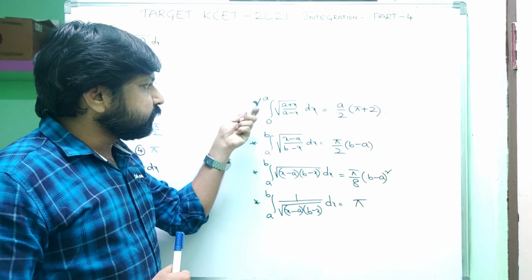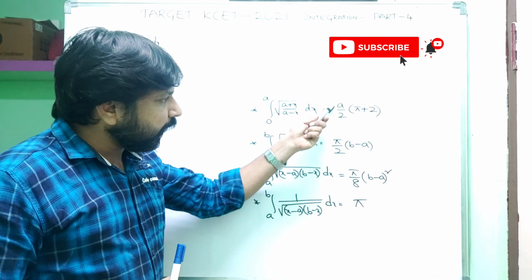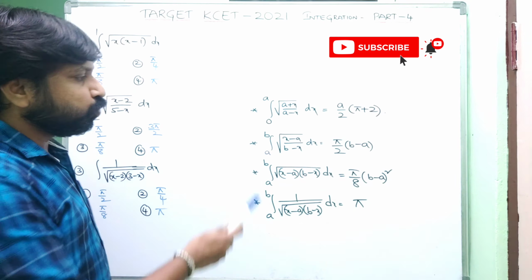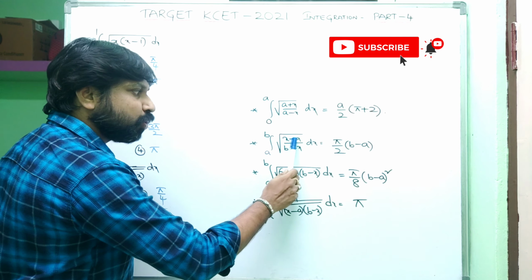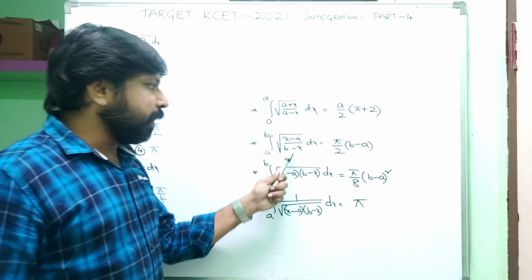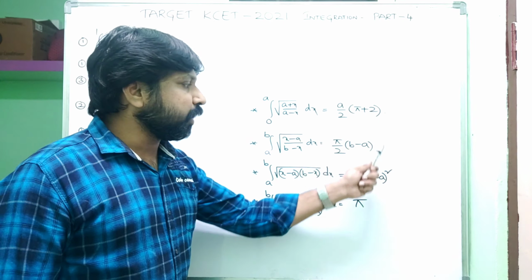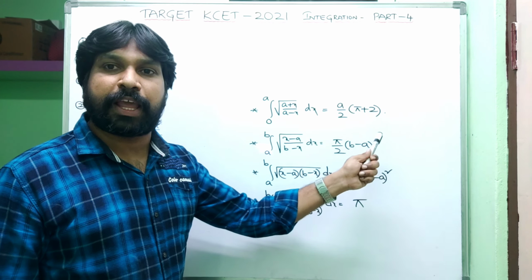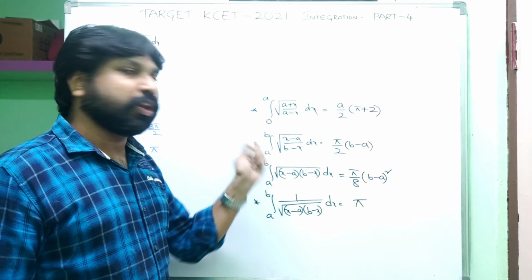Just now I discussed integral 0 to a root over (a plus x) by (a minus x) dx, which is nothing but a by 2 into (pi plus 2). Let's move to the second formation. Integral a to b root over (x minus lower limit) by (upper limit minus x) dx: the result you can directly take as pi by 2 times (b minus a). If you substitute upper limit minus lower limit into pi by 2, then you get the answer.